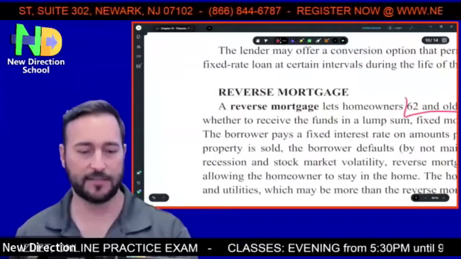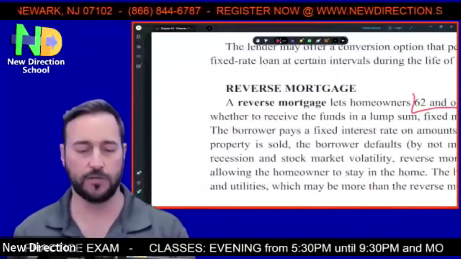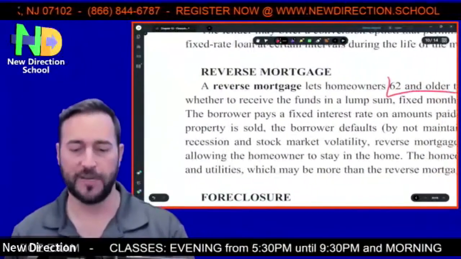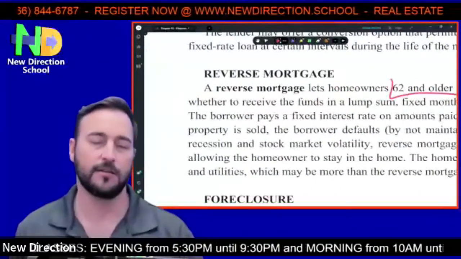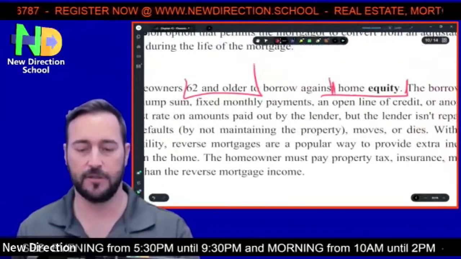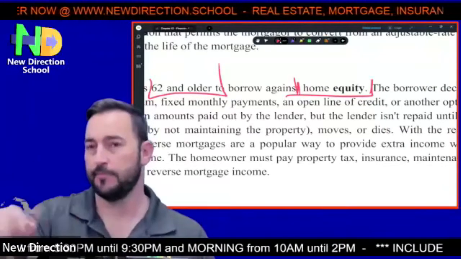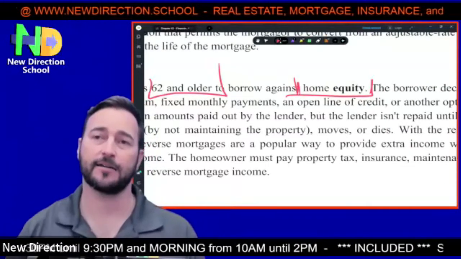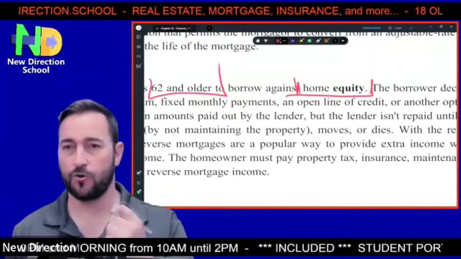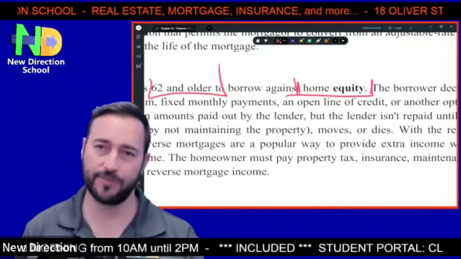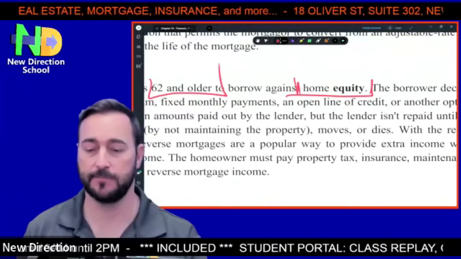The borrower decides whether to receive the funds in a lump sum, fixed monthly payments, an open line of credit, or another option. The borrower pays a fixed rate on amounts paid out by the lender, but the lender isn't repaid until the property is sold, the borrower defaults, moves, or dies. So pretty much the lender's giving you money every month, and you only pay it back when you either sell the property, move out, or die. It's a great program for people that understand it.